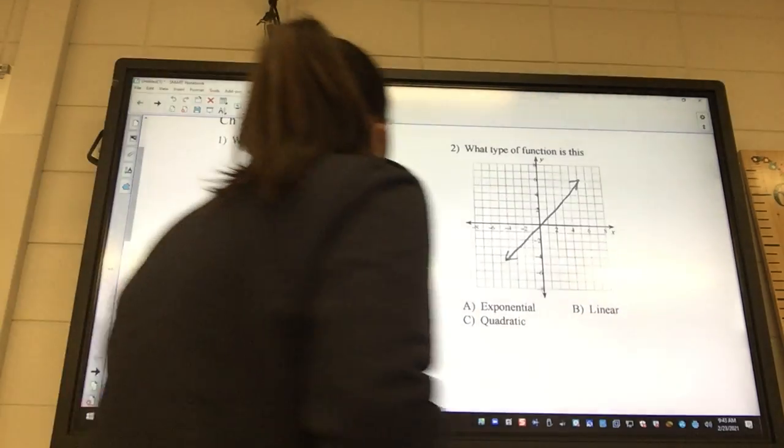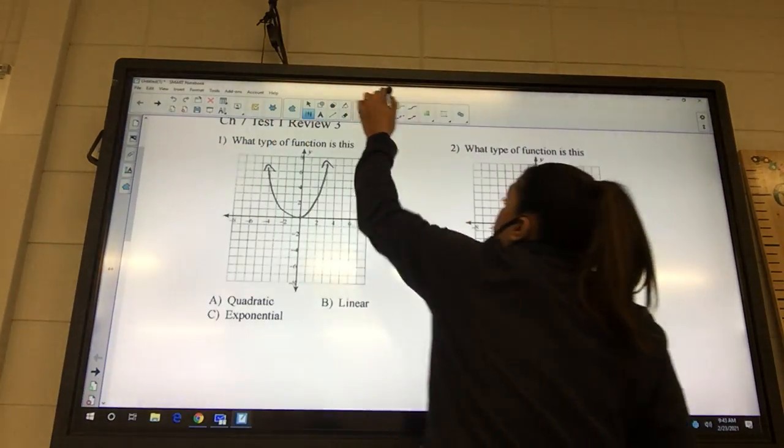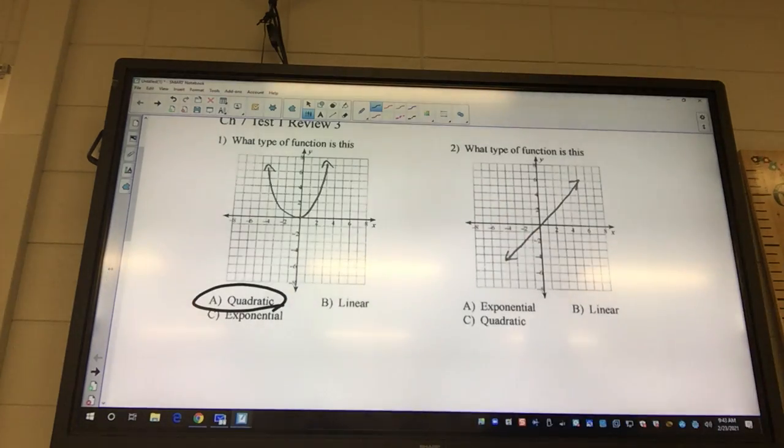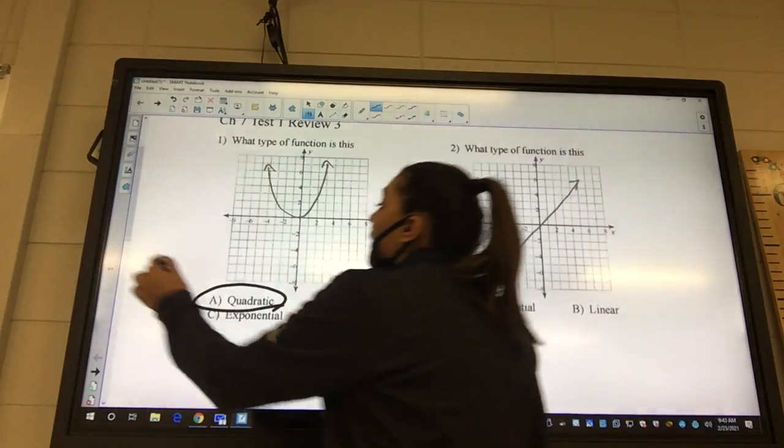So if we look at number 1, what type of function is this? Quadratic. It's a quadratic. How can you tell? What shape does a quadratic look like? U. It looks like a U, okay? It can be right side up or upside down. It does not matter. Okay?